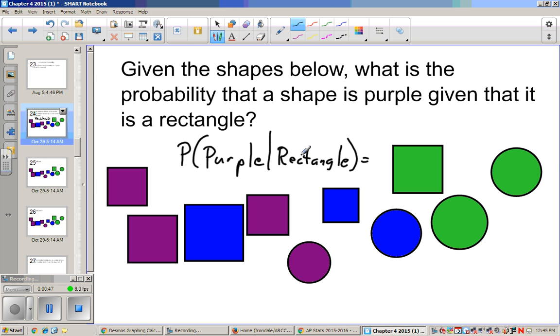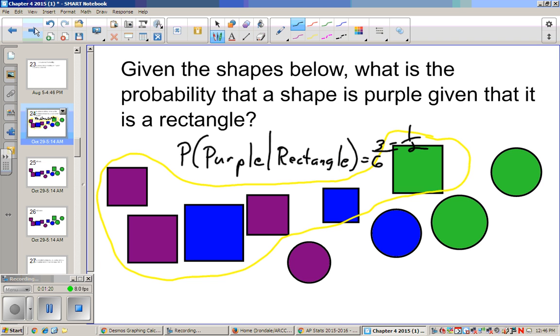So what this does is lower our sample space. No longer are we looking at all of the shapes. Now we are just looking at whatever's on the right, which is our rectangles. So we look at these rectangles, which I'm outlining in yellow. Out of those, how many of them are purple? 3. So we have 3 out of our total sample space, which is now 6. So 3/6, or 1/2 of the rectangles are purple.